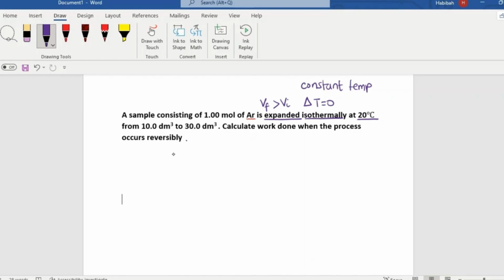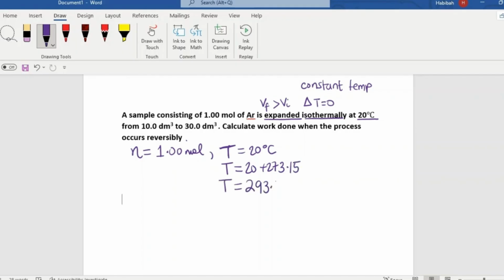First, we're going to write down the parameters. We know the number of moles is 1.00 mole. We know that the temperature is 20 degrees Celsius, but because this is a physical chemistry question, we like the temperature written in Kelvin. So temperature equals 20 plus 273.15, so temperature equals 293.15 Kelvin. And then we have volume, V initial, to be 10.0 dm cubed.